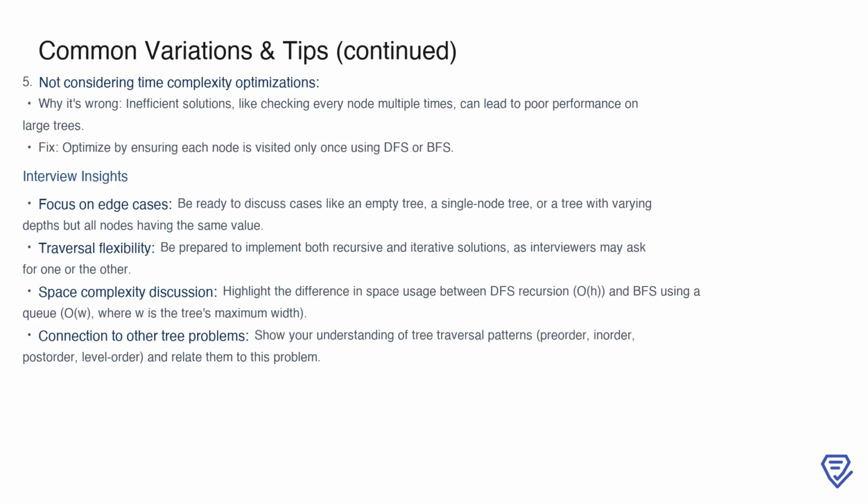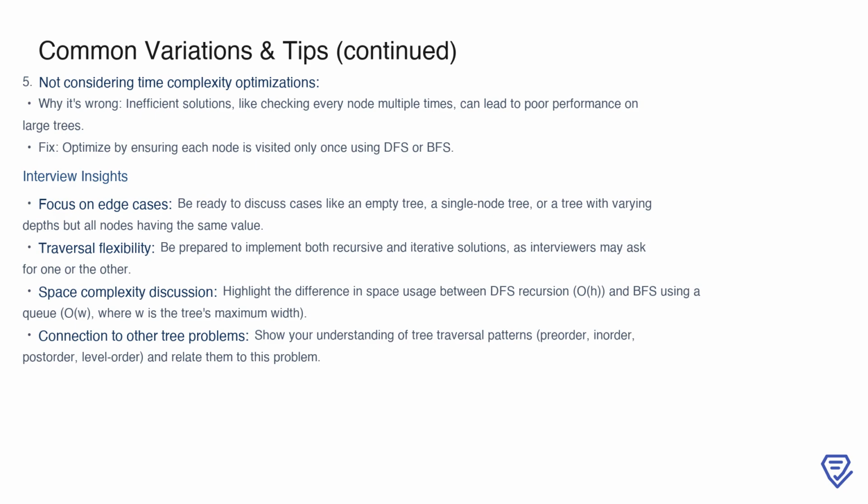Now, looking at performance and interview preparation, it's crucial to think about time complexity. Inefficient solutions, like revisiting nodes multiple times unnecessarily, can lead to poor performance, especially for large trees. To optimize, aim to visit each node only once using either a depth-first or breadth-first traversal. During interviews, it's also important to discuss edge cases. Be ready to explain how your solution handles scenarios like an empty tree, a single-node tree, or a tree with varying depths where all nodes still have the same value.